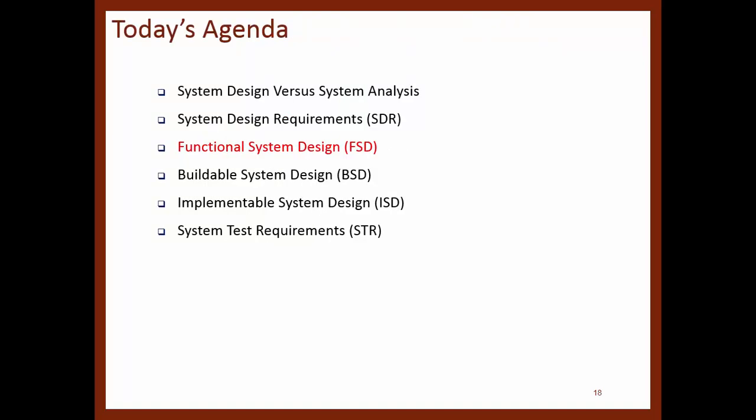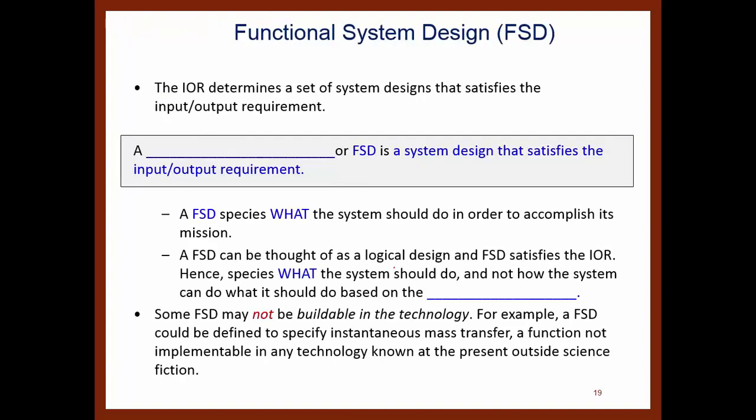Okay, so that's in terms of input-output requirements. Now we want to discuss what we call a functional system design. So the input-output requirement determines a set of system designs that satisfy the input-output requirement. A functional system design is a system design that satisfies the input-output requirement. So a system that is capable of transforming the input to the output. And a functional system design specifies what the system should do in order to accomplish that mission.